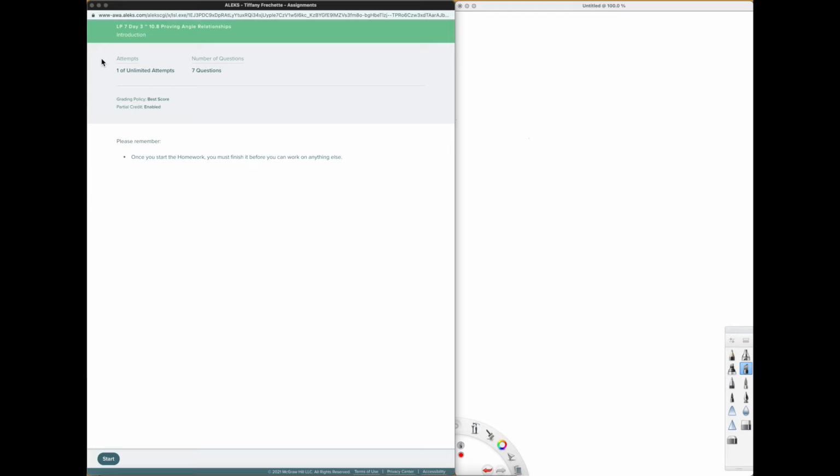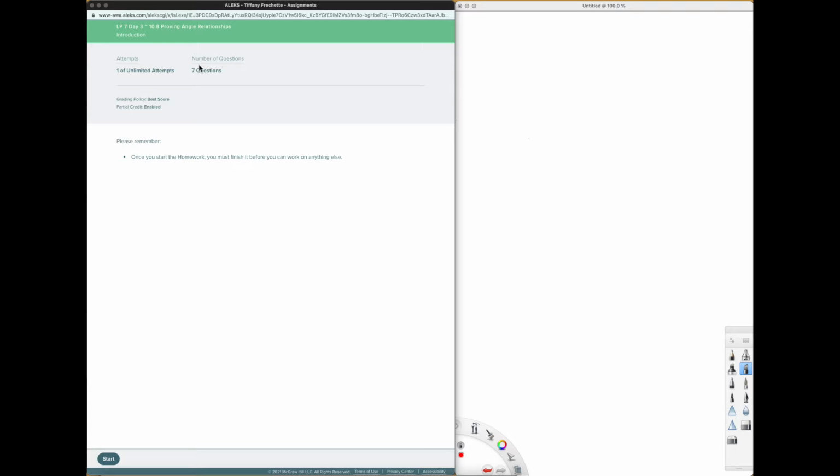The second thing is the number of attempts. We always have unlimited attempts on homework, tests, and quizzes. Number of questions just tells you how many questions are on this particular assignment. Grading policy is always best score, so whichever attempt is the best one is one you get to keep. Partial credit is enabled, so if you answer one of 7 questions correctly, then you get to keep credit for that one question, or however many you answered correctly.